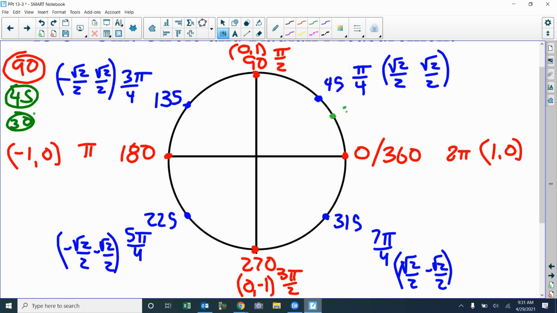30. 150. Yep. 210 and perfect bowling game. That is not correct. How about a little over that? 330.